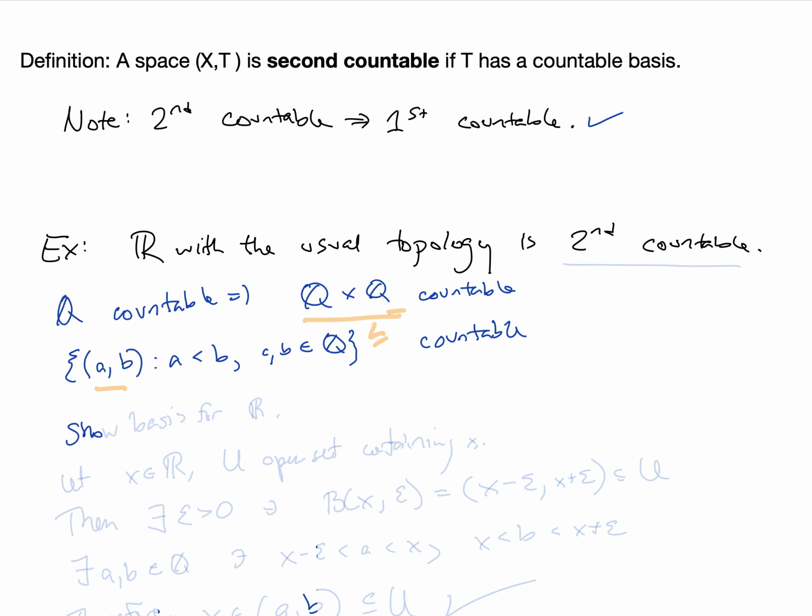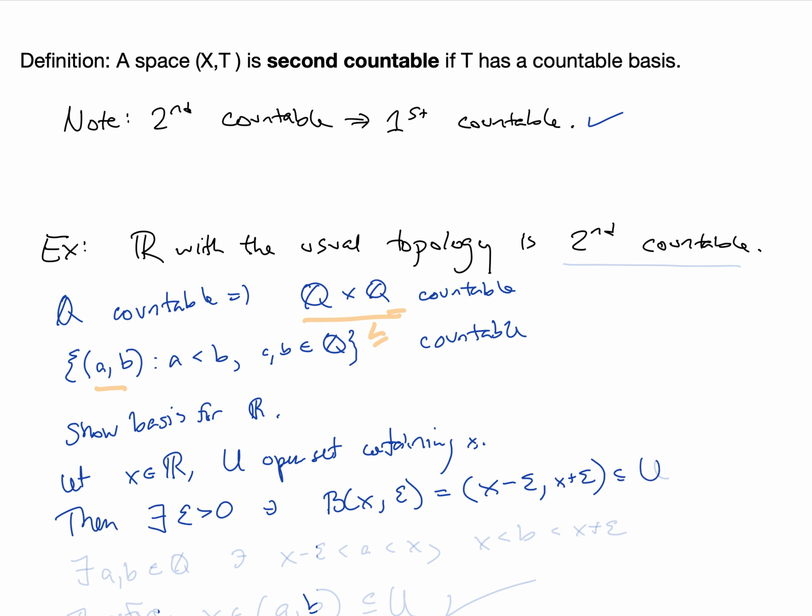We need to show that it's a basis for R with the usual topology. Let x be an element of the real numbers, U an open set containing x. Then, again, by what we know about the real numbers with the usual topology, that's induced by this metric space, there is some epsilon greater than 0 such that the ball centered at x of radius epsilon, which is equal to (x minus epsilon, x plus epsilon), is contained inside the open set U.